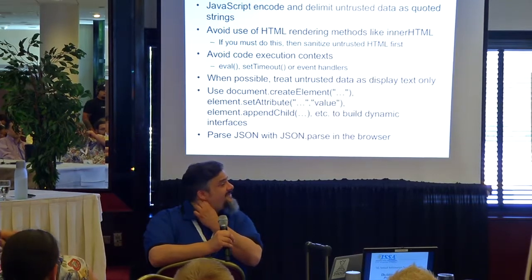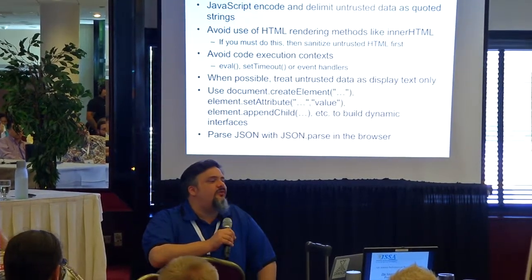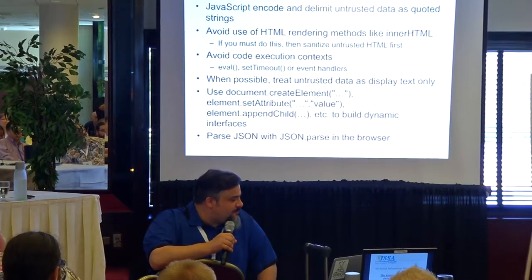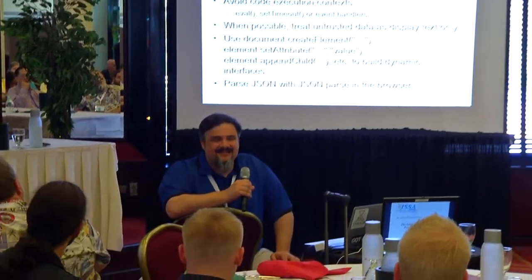There's also DOM XSS, which makes this an even more confusing issue. We need to avoid certain APIs in JavaScript. We need to avoid certain code execution contexts, like the eval statement in JavaScript. We want to treat untrusted data as string display data only. There are safe APIs we want to use to build a dynamic interface. We want to parse JSON in a specific way. This does get kind of gnarly, but it is possible.